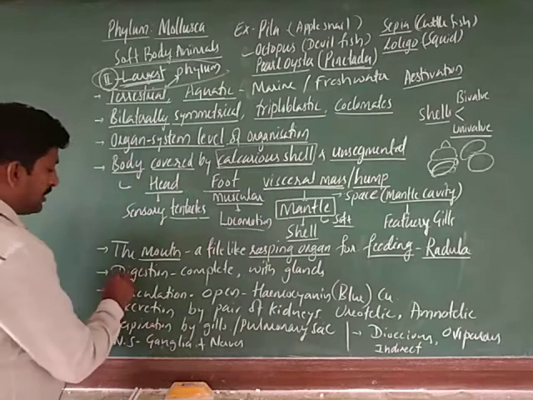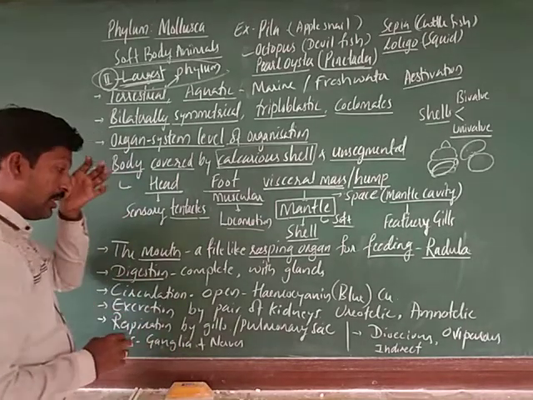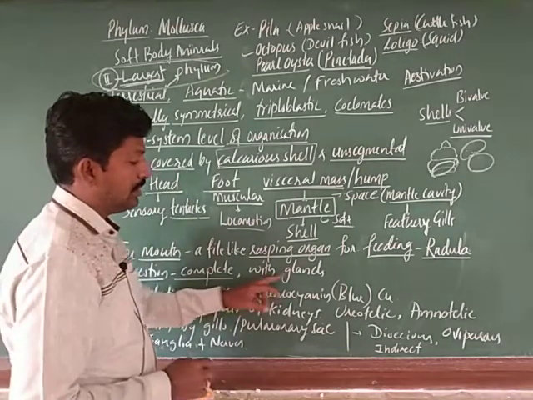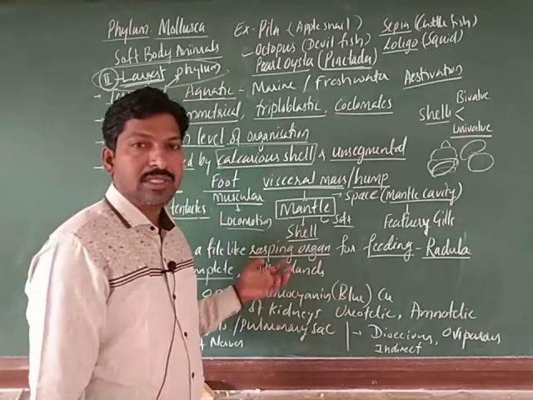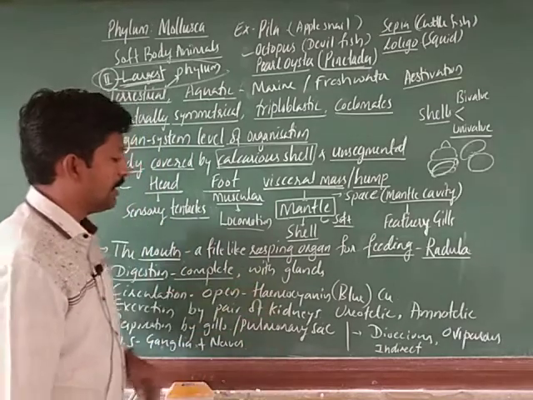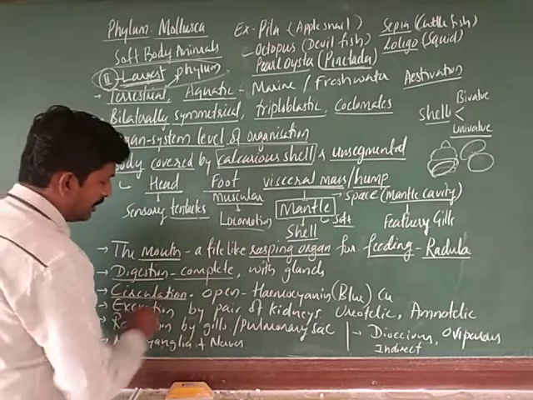Next one, digestion. We will go through the different systems, starting with digestion. Digestion is complete, from mouth to anus, with glands. There is a presence of hepatopancreatic glands, which secrete the digestive juice. So, there are glands, right. Next, circulation, we will take the circulation.